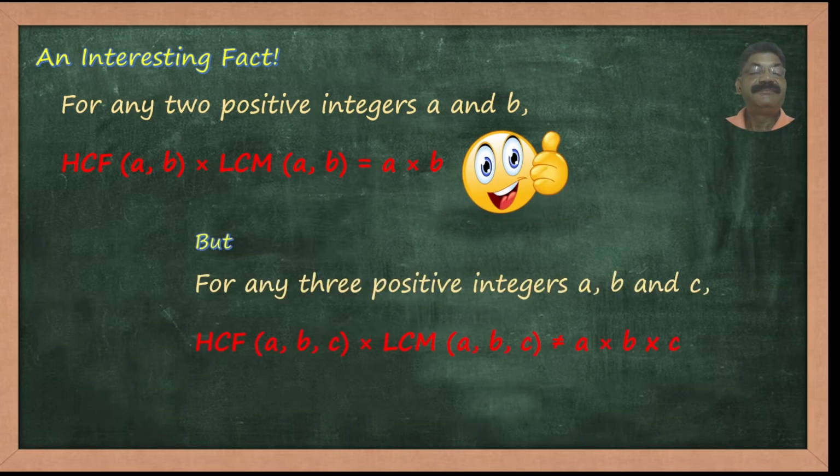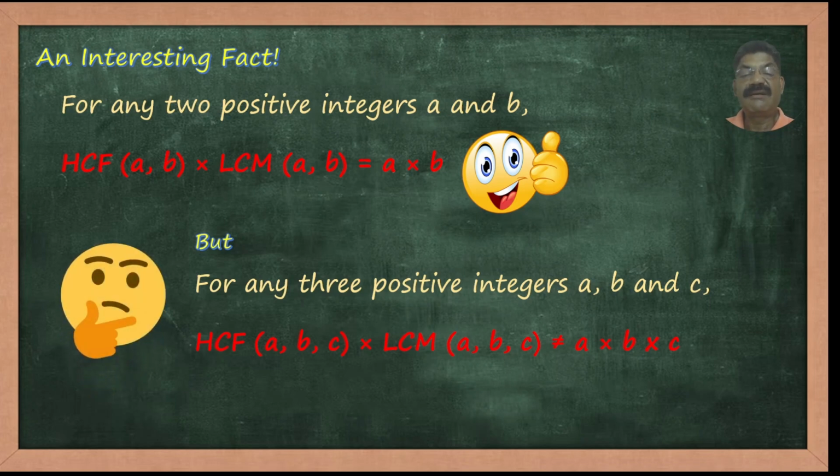But for any 3 positive integers a, b and c, the highest common factor of a, b, c into the least common multiple of a, b, c is not equal to a into b into c. That is the product of 3 numbers. So this result you have to remember. It is applicable only for 2 integers, not for 3 or more integers.